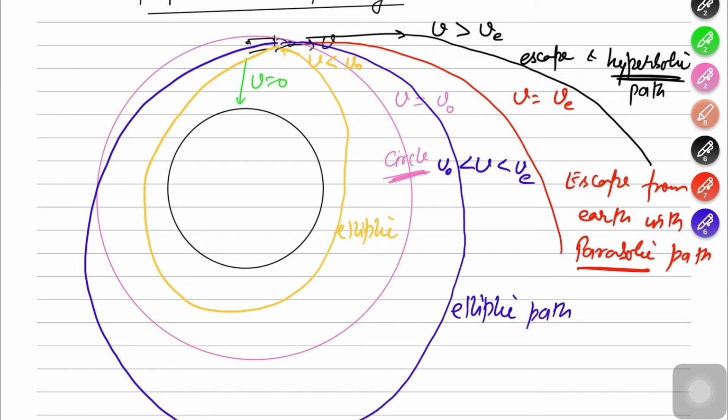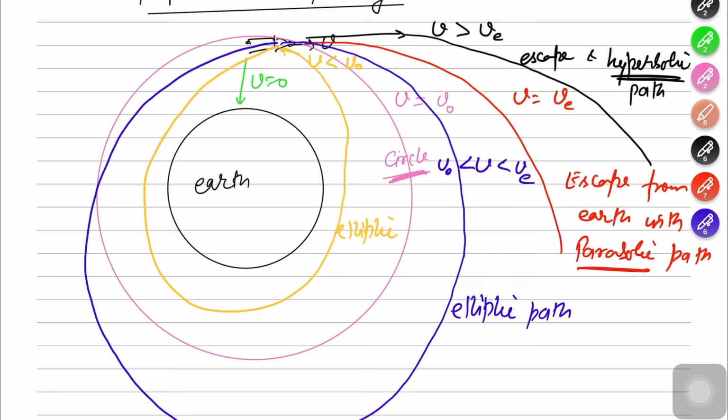So again I am summarizing it. If velocity is 0, it will move down to the Earth, obviously, because of the gravitational force of attraction. Whereas if velocity is less than the orbital velocity, the path followed will be elliptic. It may revolve around the Earth or it may strike the Earth.